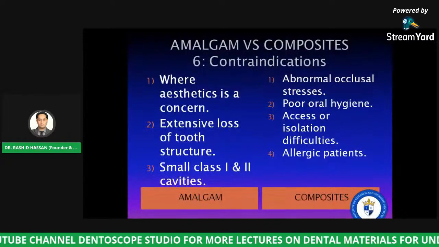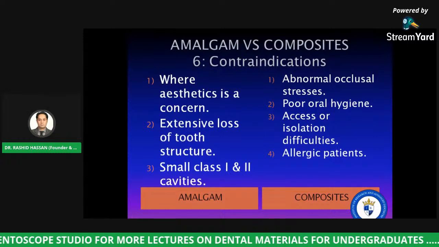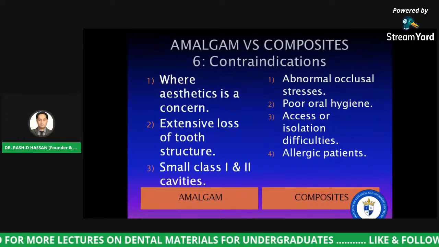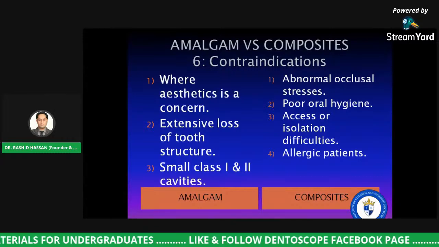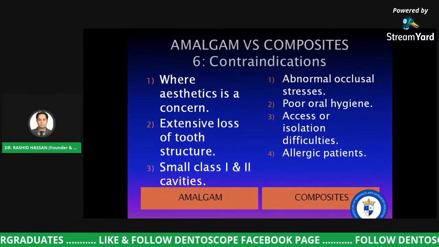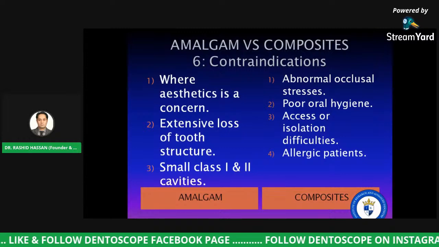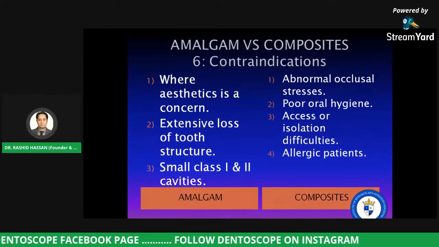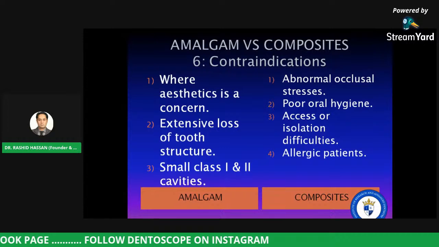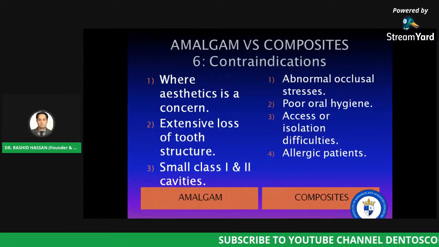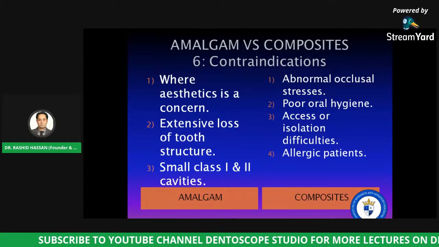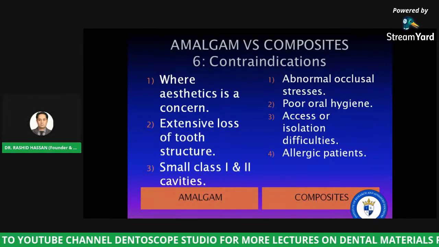Now let's talk about the contraindications of dental amalgam and dental composites. Let's compare them. First, the contraindications of dental amalgam. Where aesthetics is of major concern, we cannot use dental amalgam in the anterior teeth because that is not aesthetically acceptable. Lighter shade teeth, and you give a grayish restoration of dental amalgam, well, that's not going to help the cause. That's not at all aesthetically acceptable.